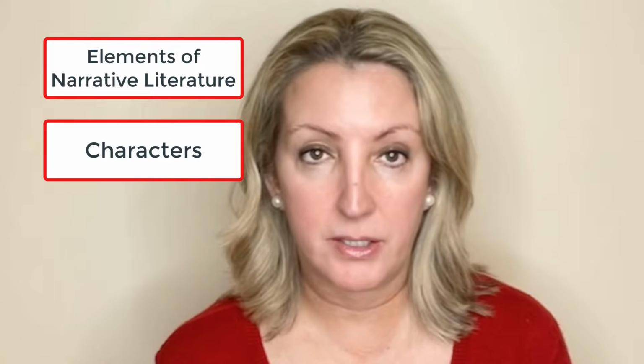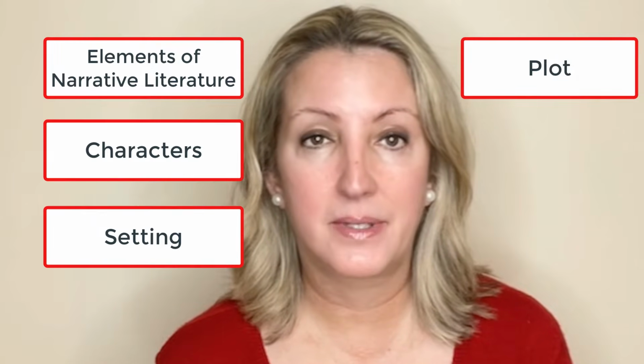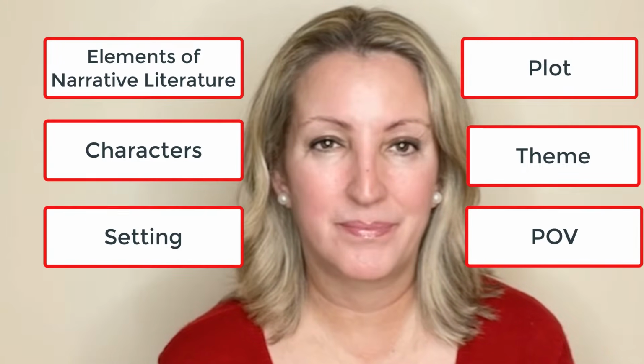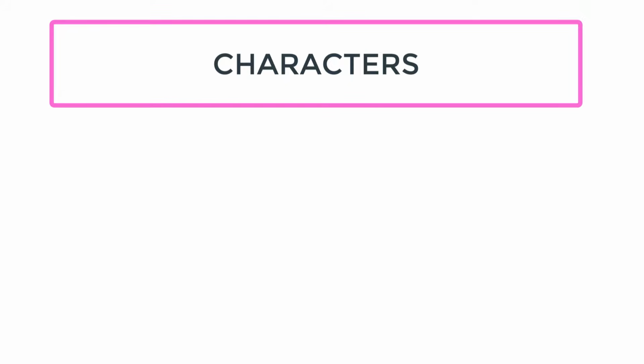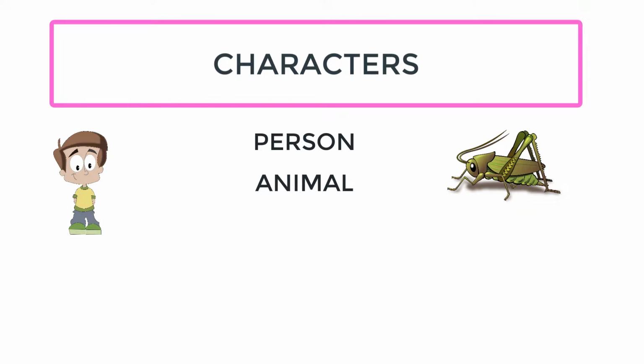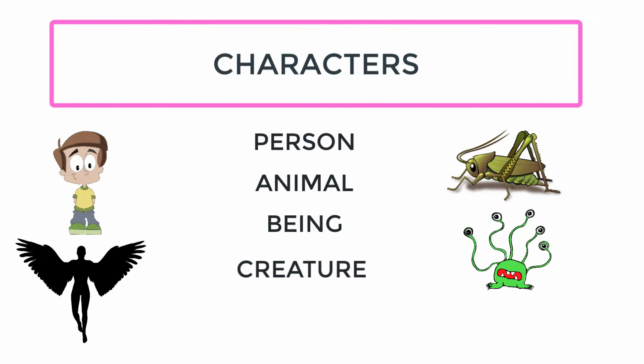In today's lesson, we will take a look at the basic elements or components of narrative literature: characters, setting, plot, theme, and point of view. Let's begin. Let's start with characters. A character can be a person, an animal, a being, a creature, even a thing.